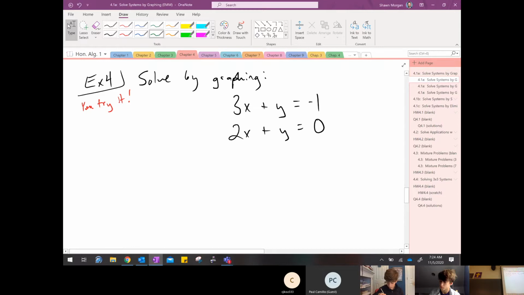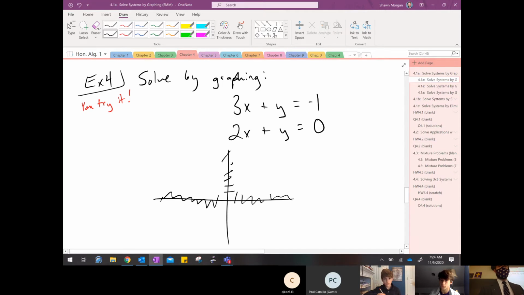Now, as I've walked around, I've seen quite a few of you guys do the following. Before you did any work, you put down this big fancy looking XY plane. I mean, you had 10 tick marks to the right and 10 tick marks to the left and 10 tick marks up and 10 tick marks down. Don't do that. Don't do that. That's going to waste your time and mine.